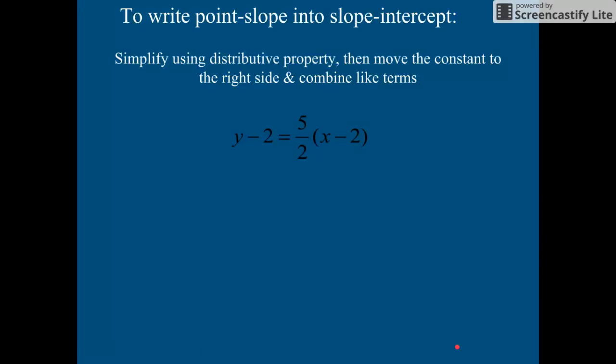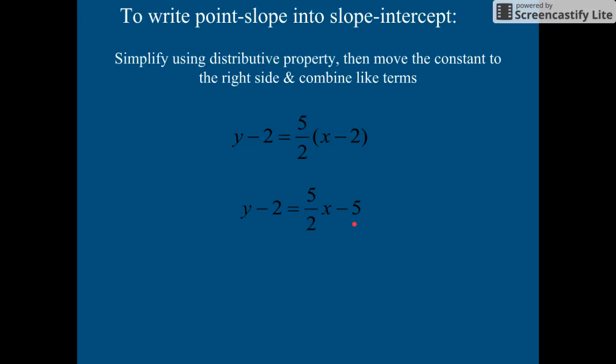Okay, if you have an equation in point-slope form, you can get that into slope-intercept form by using the distributive property and then combining like terms. So let's look here. This is the equation that we got on the previous slide. y minus 2 equals 5 over 2 times x minus 2. First, we're going to use the distributive property. We're going to multiply 5 over 2 times x and then 5 over 2 times negative 2. And when we do that, we get y minus 2 equals 5 over 2x minus 5.